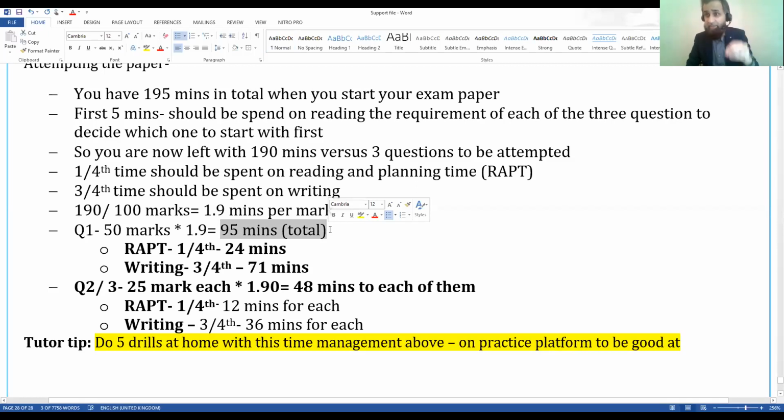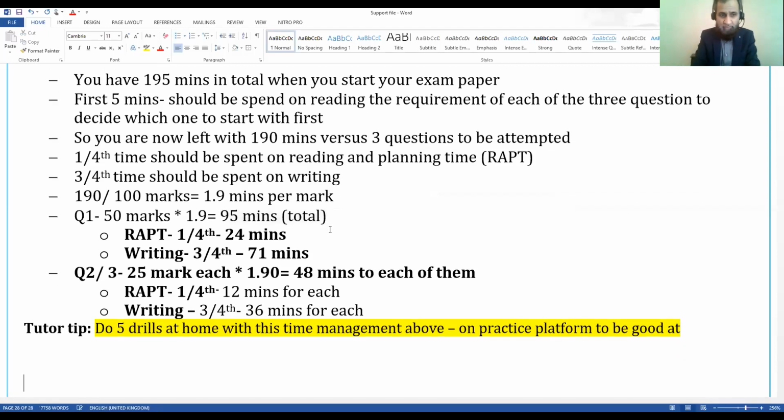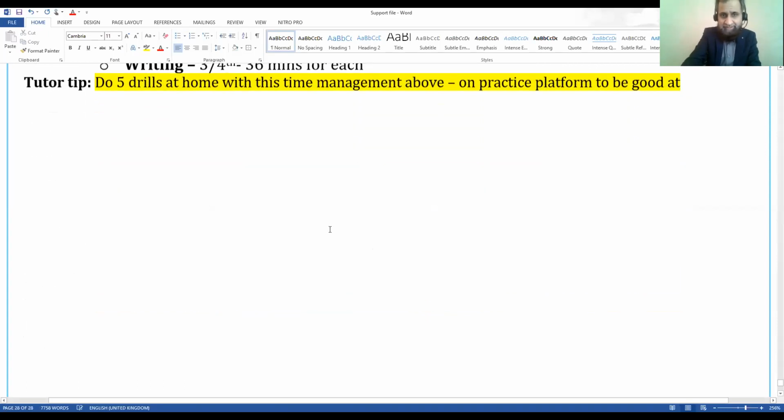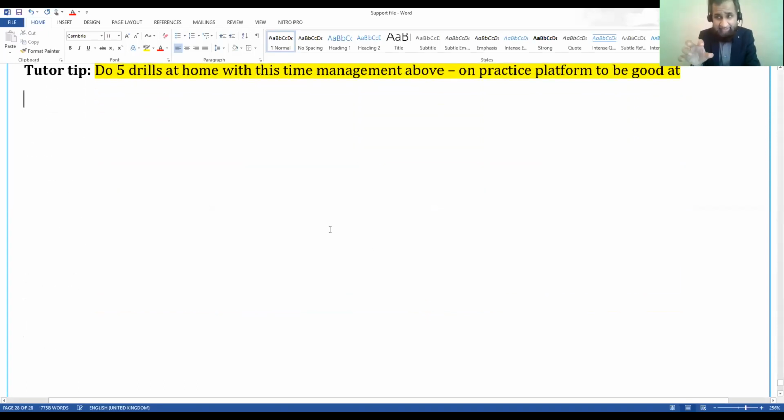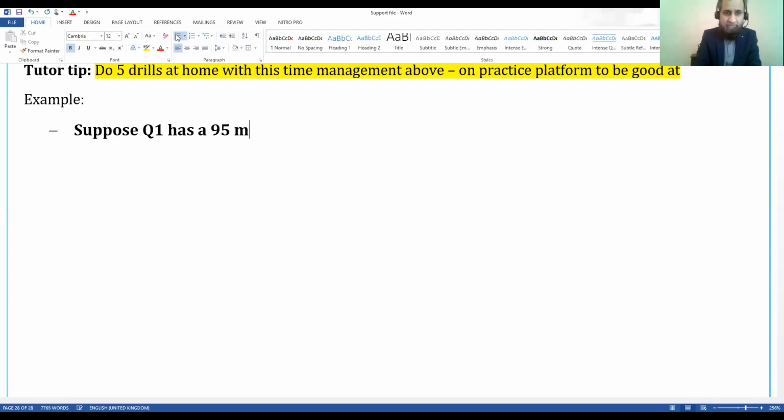But now tell me, if you took 120 minutes in question number 1 just to excel it, listen to me very carefully, because this is the most important tip we are discussing, because that's where the success lies in the AAA paper. Look at this as an example and tell me how many of you have done it in the past. Suppose Q1 has a 95 minutes timer.